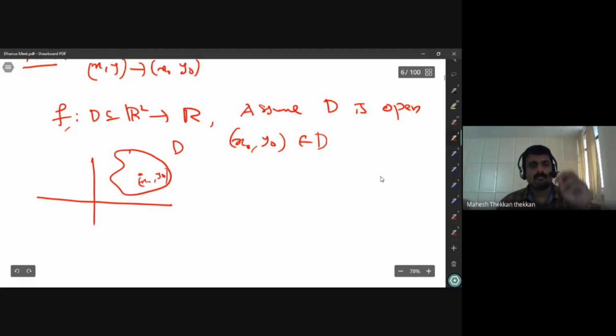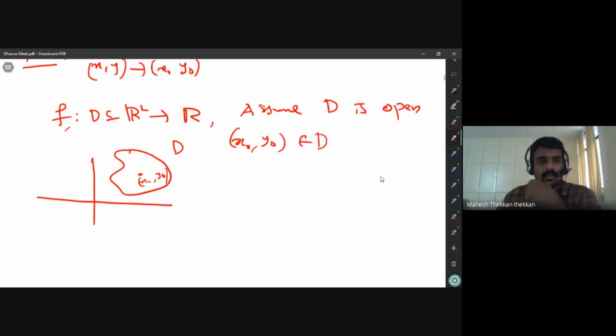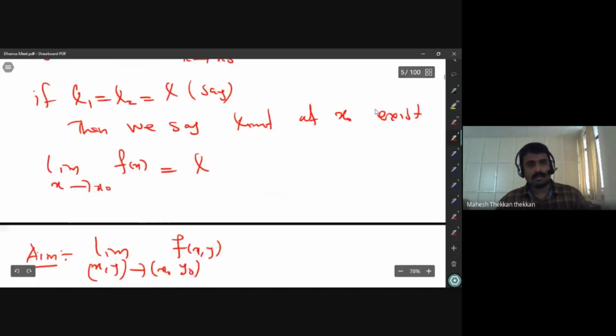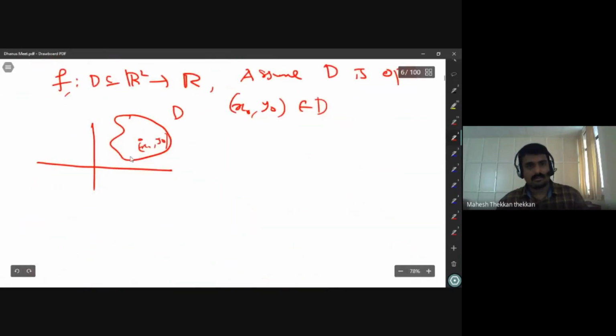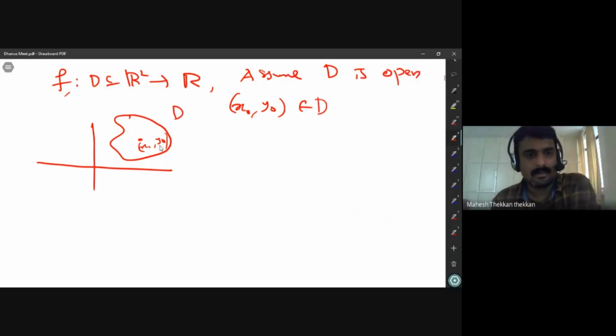Now I wanted to approach this point. As I see here, I have approached this point x naught from both directions, from right and left. But here I don't have such a notion of right or left, because we are in the plane. Approach means I will consider all the curves passing through (x naught, y naught), and along that curve I will approach the point (x naught, y naught).